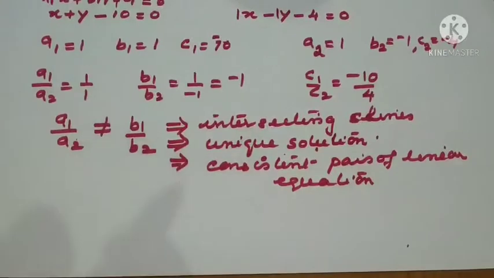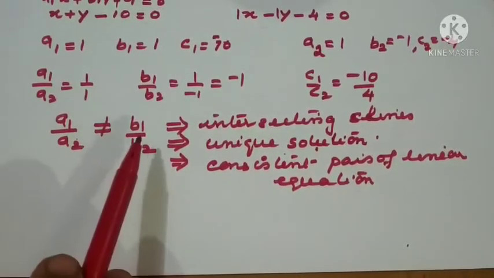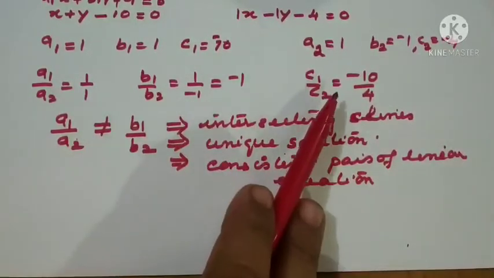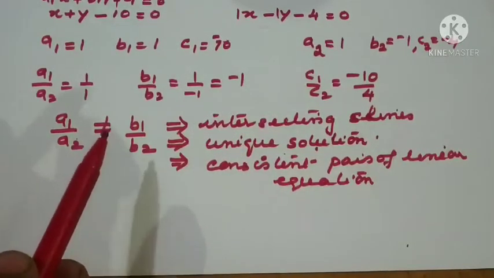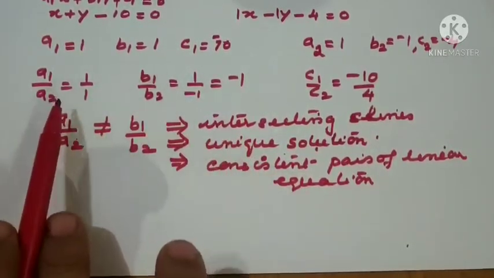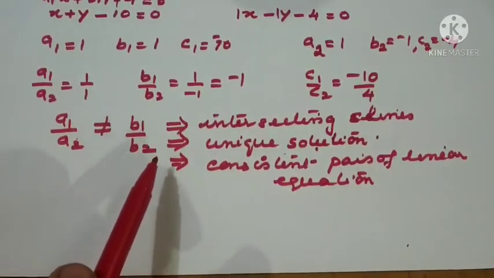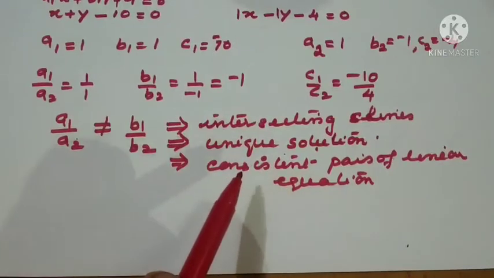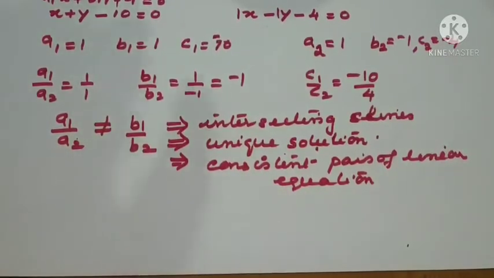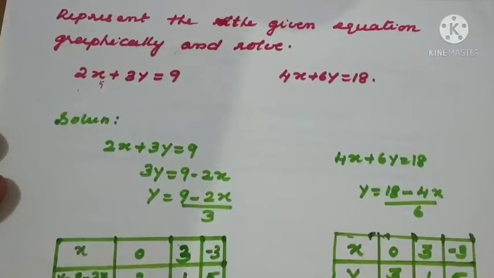Now just one more point: when the first two ratios are not equal, then there is no need to worry about the third ratio. We can complete then and there and make the conclusions. If a1 by a2 is not equal to b1 by b2, then the lines are intersecting, they are having a unique solution, and they are called a consistent pair of equations.